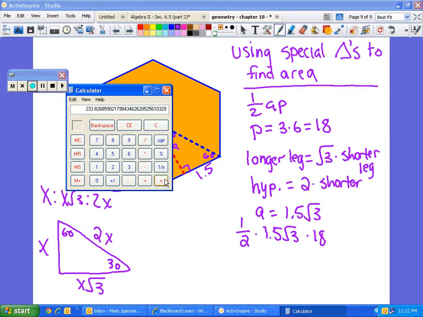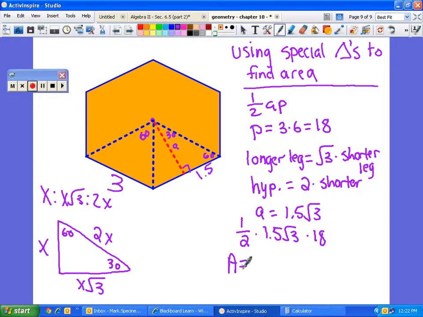I get 233.8. You put 15 instead of 1.5. Okay, let's do that again. So 0.5 times 1.5 times the square root of 3 times 18. You get 23.38. The question asks you to round it to the nearest whole number. So the area is about 23, and whatever the units are.